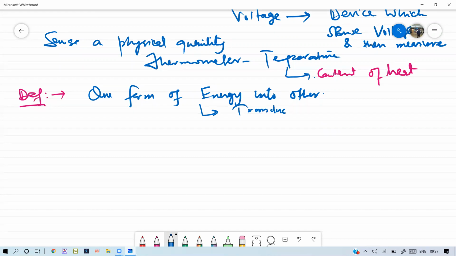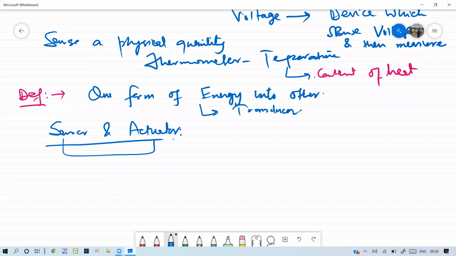And why I discussed the sensor actually: sensor and actuator. These are two terms, and these two are opposite of each other. One senses the signal and the other converts the signal back. These are forms of transducers. So when we have these types of sensors and actuators, they act as transducers.